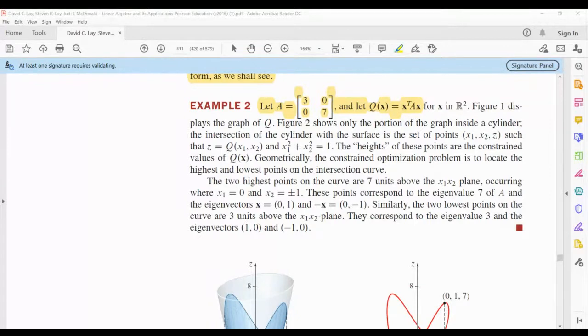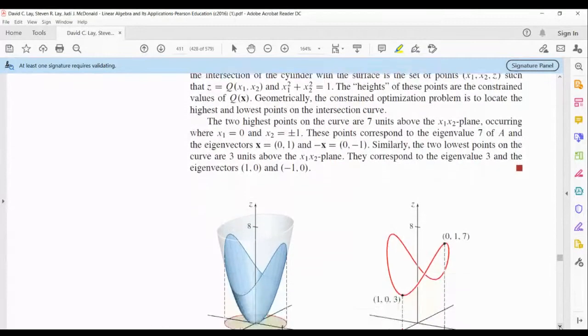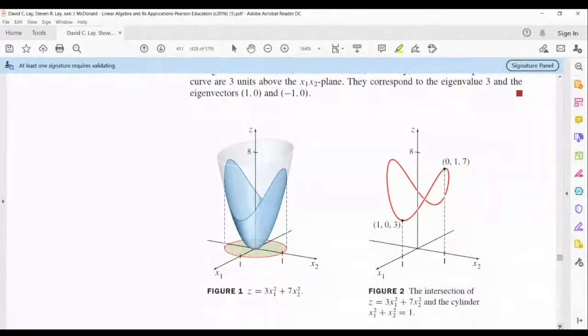And geometrically, this might be a little easier if you've had calculus 3. But if you were to graph this, this is going to be a paraboloid. This is a picture in figure 1 of what the quadratic form looks like geometrically. It's a paraboloid opening up. Now, in figure 2, they're showing the intersection of this quadratic form, this paraboloid, with the cylinder x1 squared plus x2 squared equals 1.